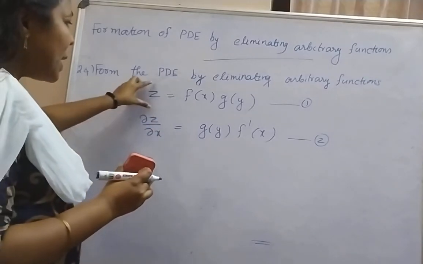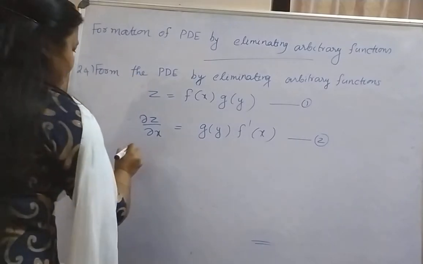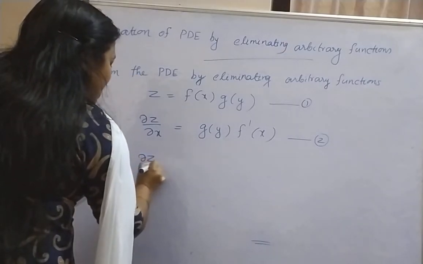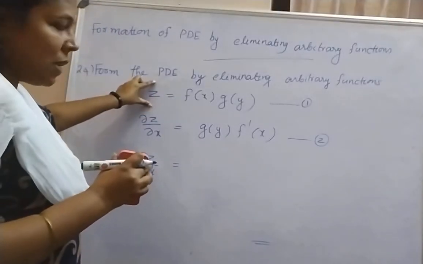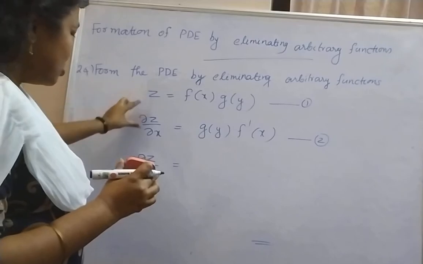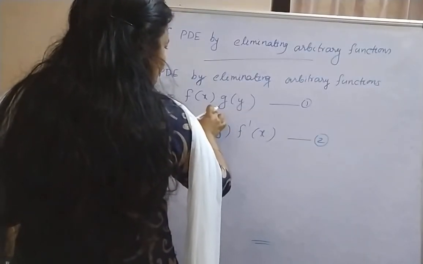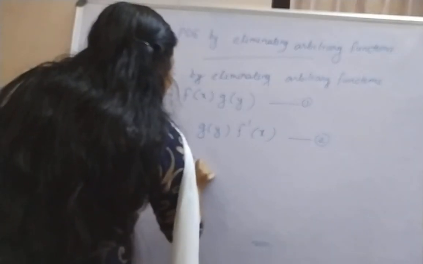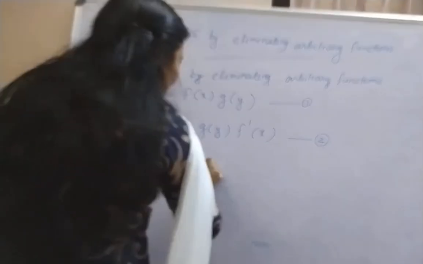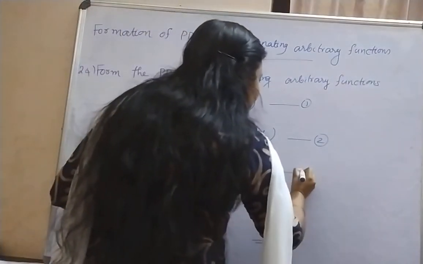Then partially differentiating equation number 1 with respect to y. That is dou z by dou y equal to, in the case of partial derivative with respect to y, f of x can be taken as constant. F of x into g dash y. Put it as equation number 3.